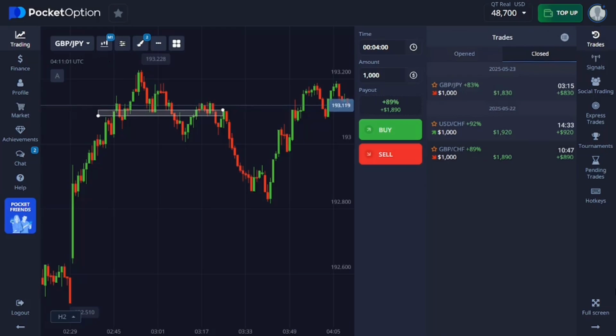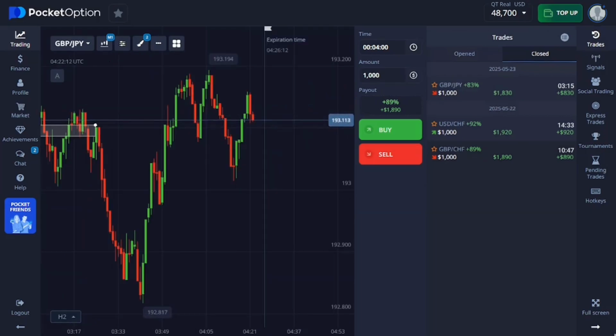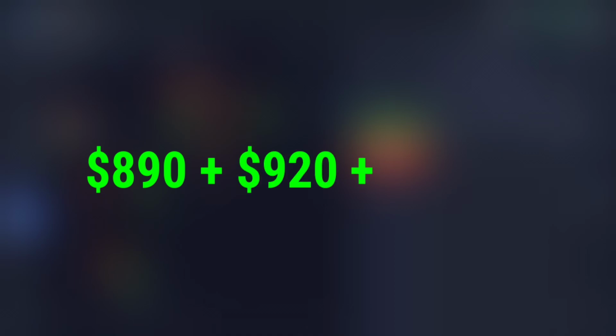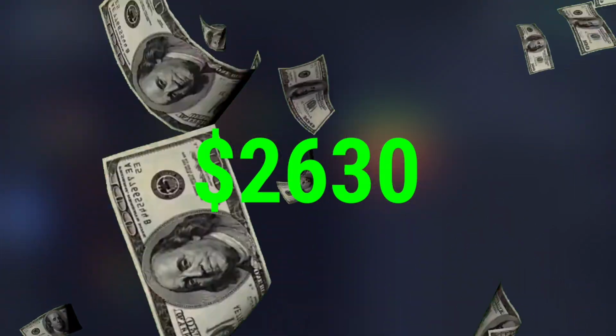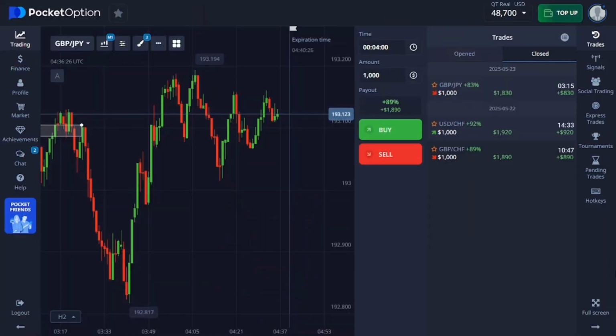Well, the results are in. We managed to open one trade for each major session. The first trade we opened was on GBP CHF for London session, W. The second trade we opened was on USD CHF for New York session, also a W. And last but not least, GBP JPY, which was our third trade, we opened for Tokyo session, also a W. So collectively, we managed to make 890 plus 920 plus 830. Which is equivalent to 2.63k. So we managed to make 2.63k in the last 24 hours.